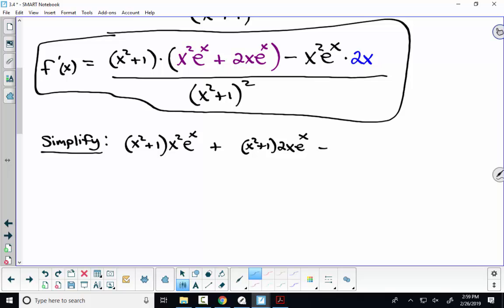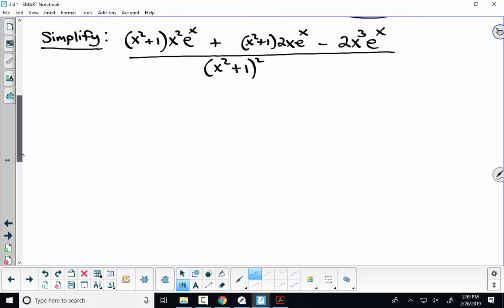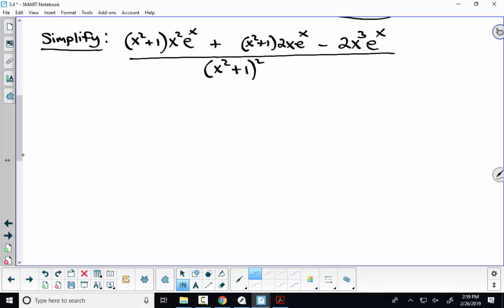The last term in the numerator, x squared e to the x times 2x, we'll write that as 2x cubed times e to the x. And then up top, all we do is look for what's the greatest common factor, and we're going to factor out the greatest common factor. You could take out x e to the x. Yeah, so we can take out an x from all three terms. We can take out an e to the x, and we can take out an x. So we'll just make a note, greatest common factor, x e to the x.